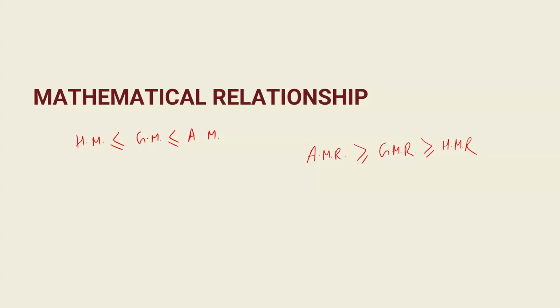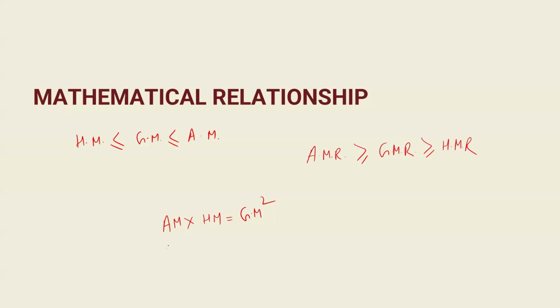Now there is another useful relationship over here. When you multiply AM with HM, you will actually get the GM square. And again, this also applies to arithmetic mean return, harmonic mean return and geometric mean return. But one small and important mathematical caveat I would like to add over here.